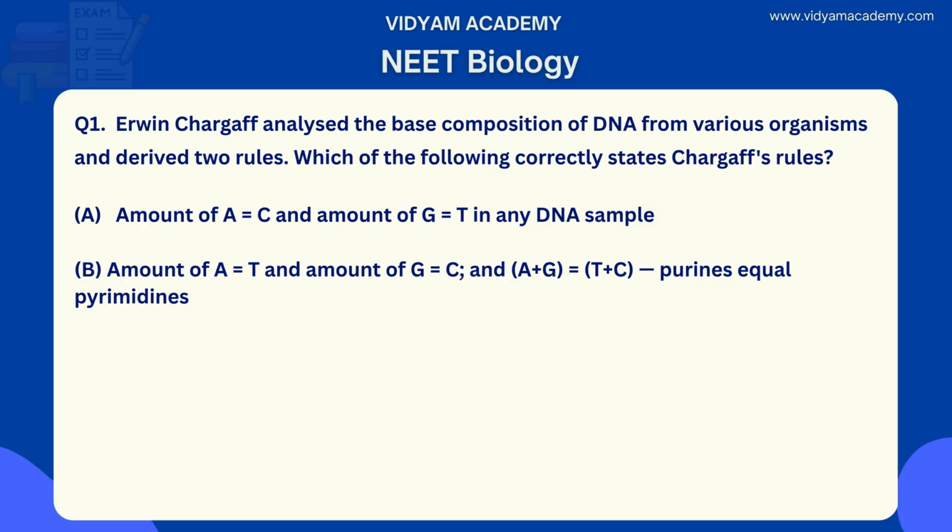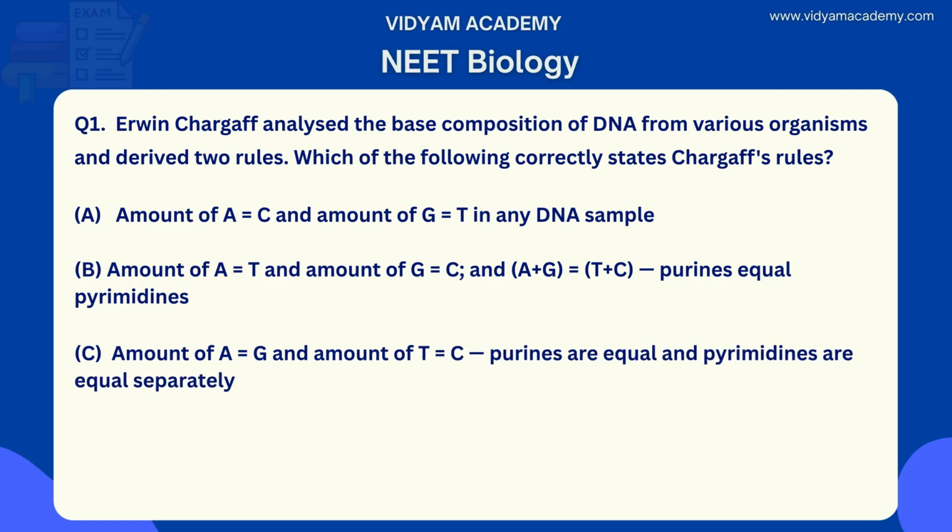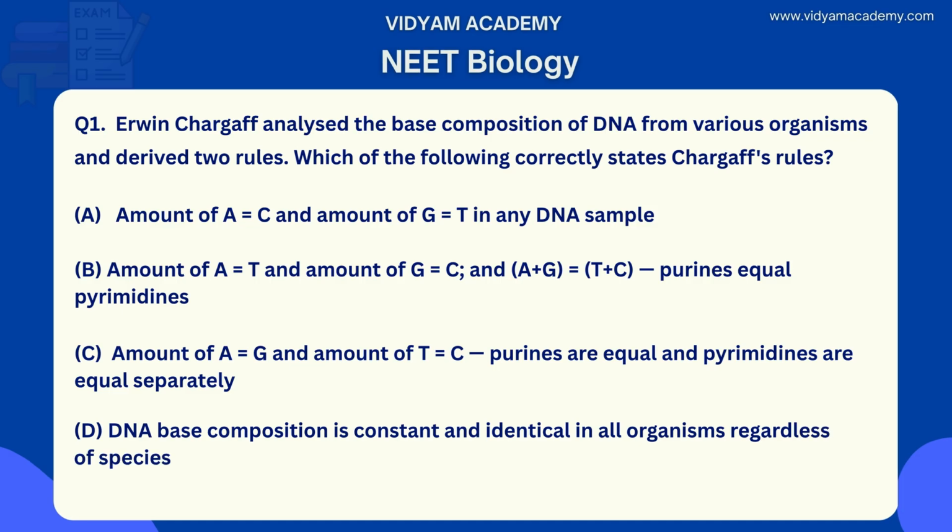Purines equal pyrimidines. Option C. Amount of A is equal to G and amount of T is equal to C. Purines are equal and pyrimidines are equal separately. Option D. DNA base composition is constant and identical in all organisms regardless of species. So what is the right answer based on Erwin Chargaff's analysis? Yes, the right answer is option B.